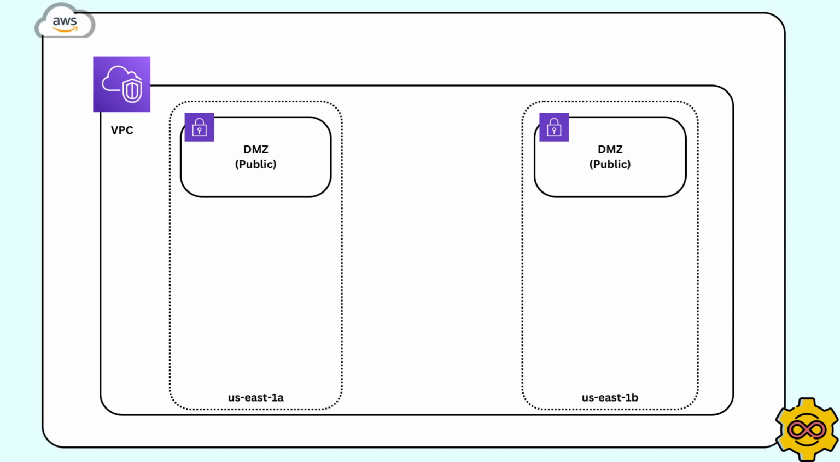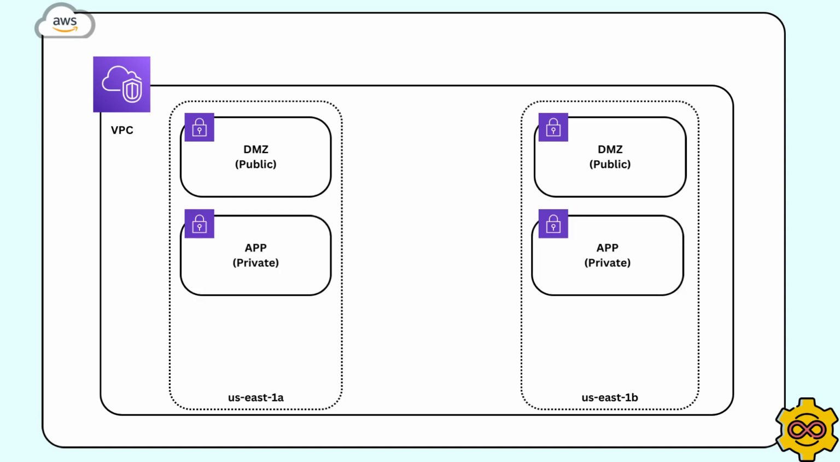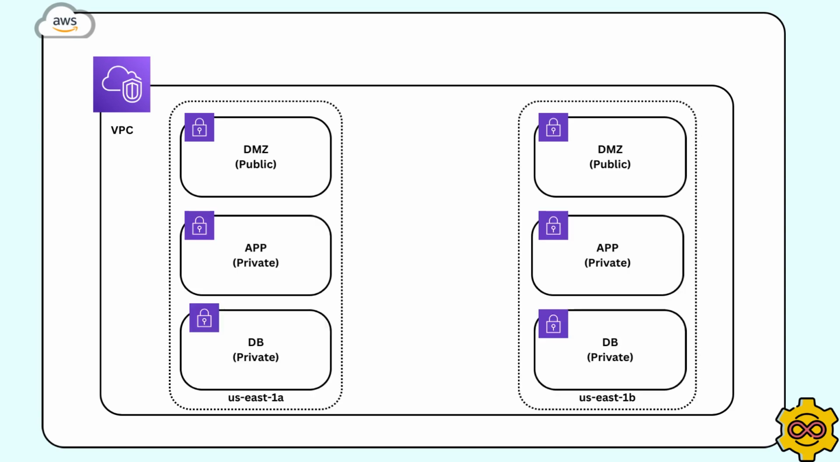So we'll be creating 6 different subnets inside our VPC, which will comprise 2 DMZ layers, 2 app layers, and 2 database layers. We're going to split these pairs of subnets across 2 different availability zones, the bare minimum we always want to do for a highly available and fault-tolerant architecture in AWS.